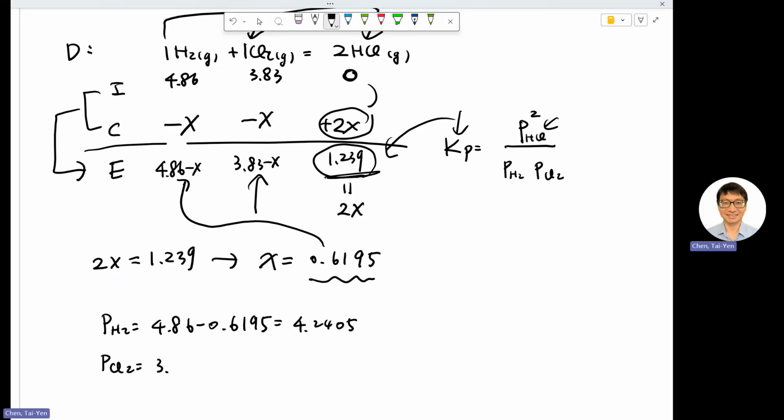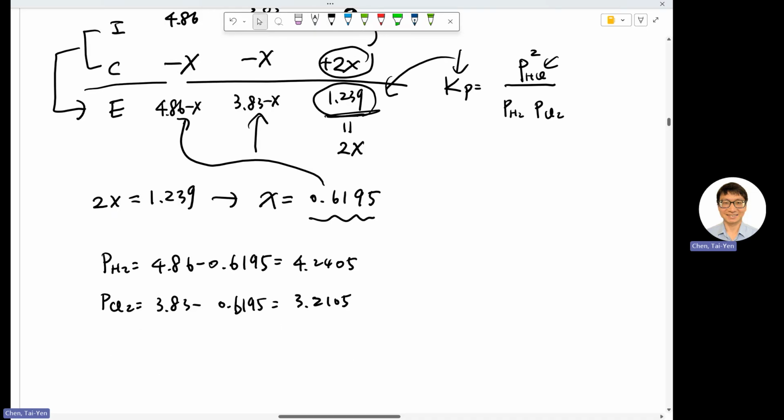The same thing for your Cl2. It's going to equal 3.83 minus 0.6195. That gives you 3.2105. You also know that the pressure of your HCl at equilibrium is 1.239.